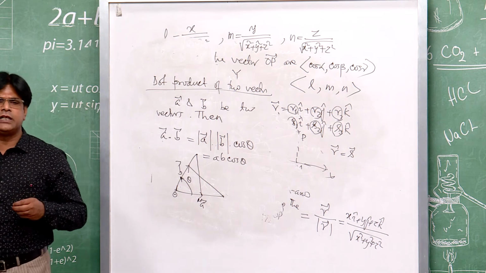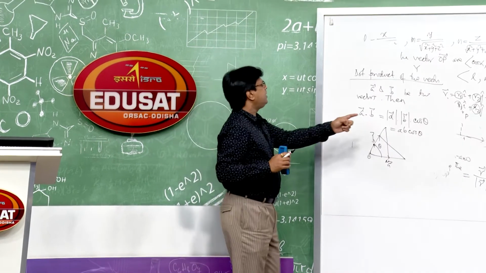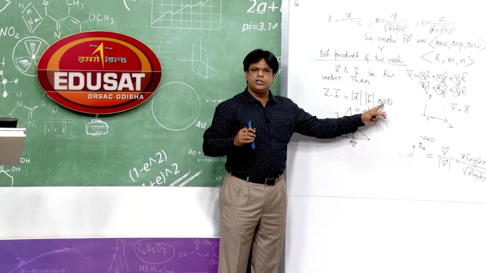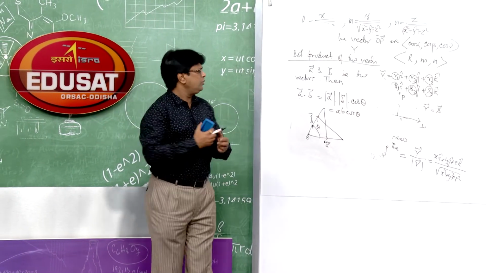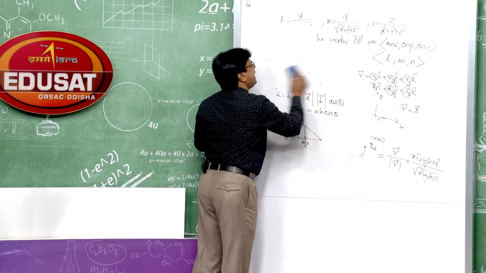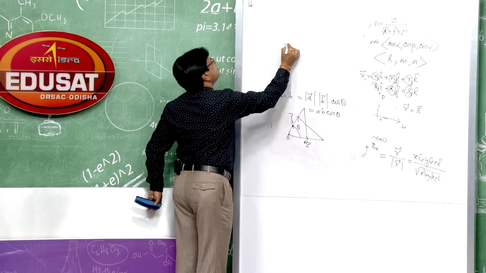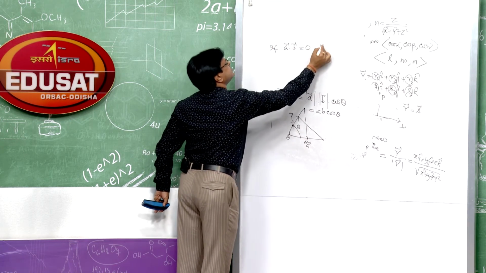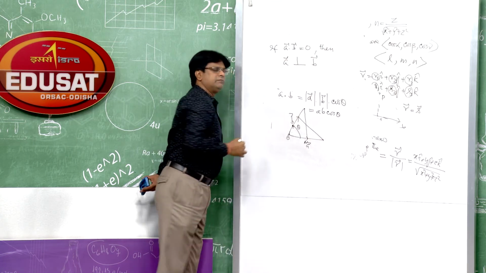If two vectors are perpendicular, then A dot B must be equal to 0, because if theta becomes 90 degrees, then cos 90 will be 0. So, A dot B is equal to 0. For this case, if A dot B is equal to 0, then the two vectors are said to be perpendicular. Then A is perpendicular to B vector.